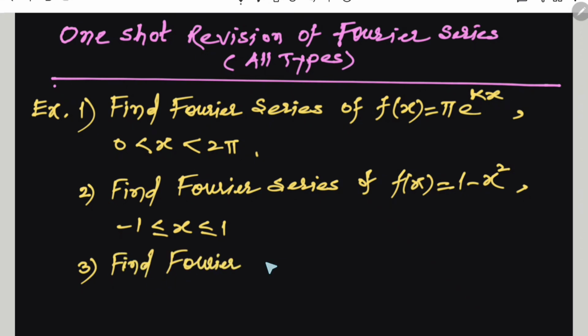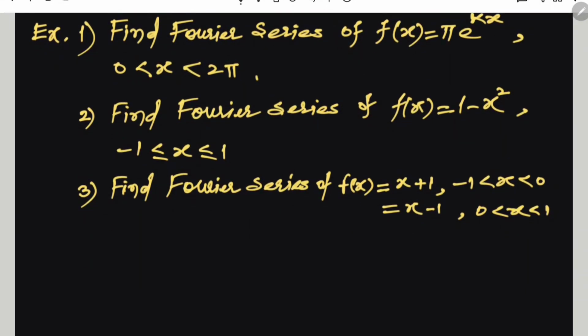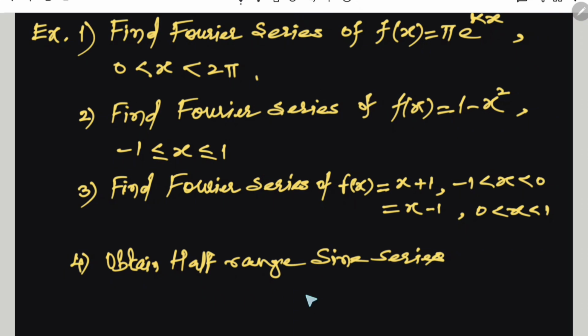Third, find Fourier series of f of x is equal to x plus 1 in the range -1 to 0, and the second value is x minus 1 in the range 0 less than x less than 1, between 0 to 1. Again, it is from -1 to 1. We can check whether it is even or odd.